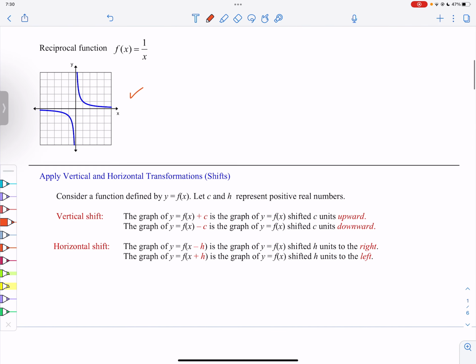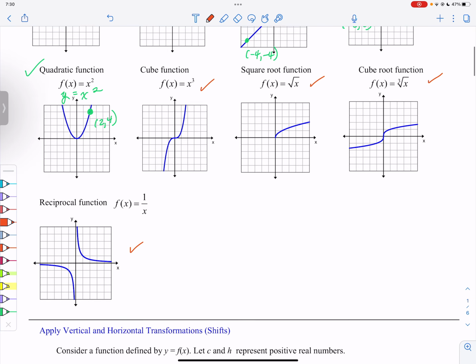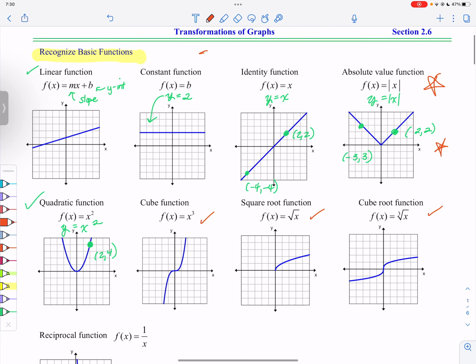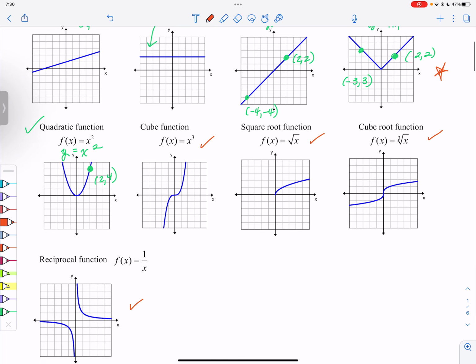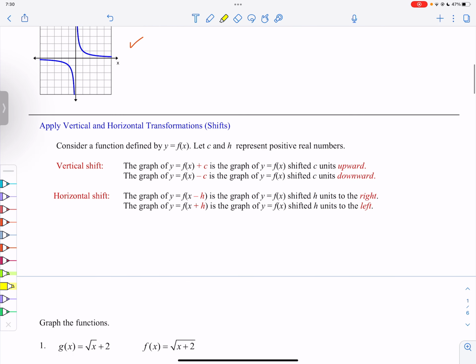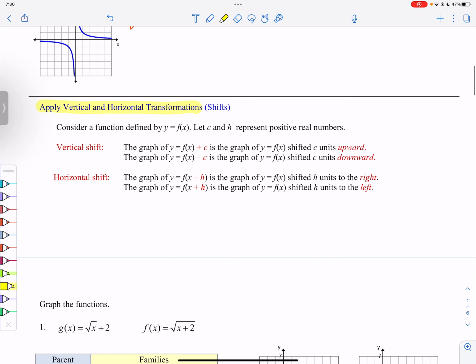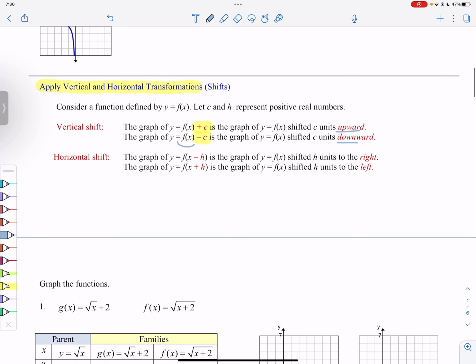Sometimes I'll call these the parent functions, but they are also the basic functions. Now we will transform these. We will be applying both vertical and horizontal shifts to these graphs. For a vertical shift, as you can see, we will add and subtract constants on the outside of f of x. That will shift the graph either up or down that many units.